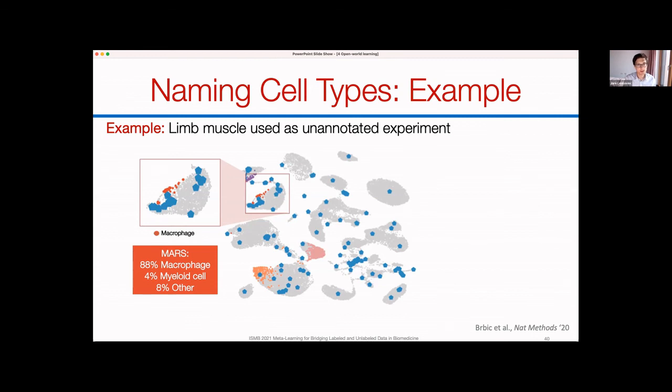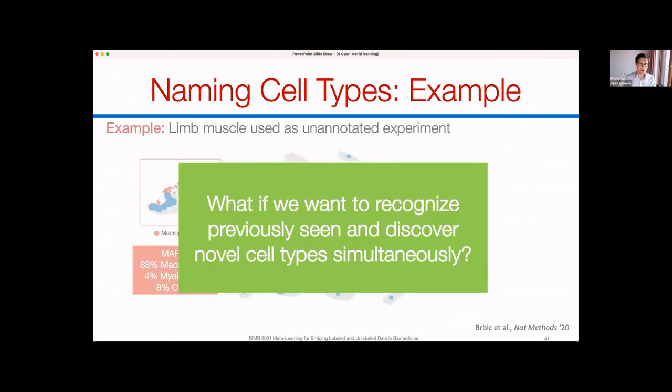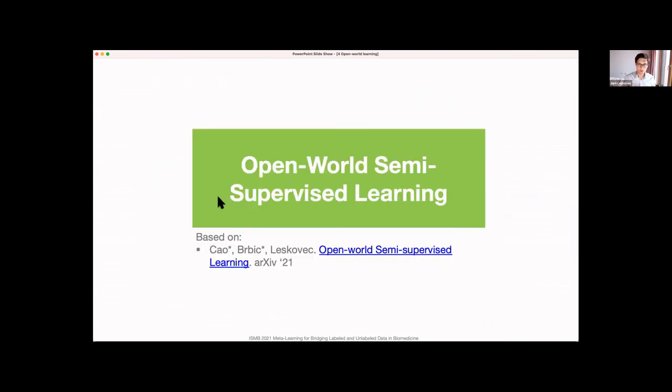What we can also do is ask a question: what if we want to recognize previously seen and also discover new cell types simultaneously, right? The point being that in Mars, we discover these clusters and we can assign them names, but it's hard for us to say, oh, this is brand new, we've never seen it, and this is something old that we have seen in some other tissue. So what I want to talk about next is this exciting area of open world semi-supervised learning. We have a paper in submission, and it's also available on arXiv for people to read.